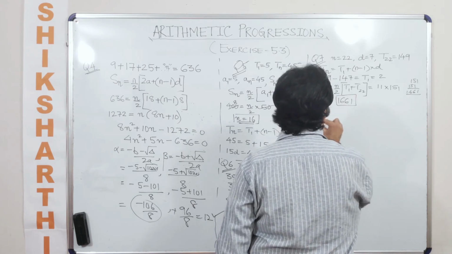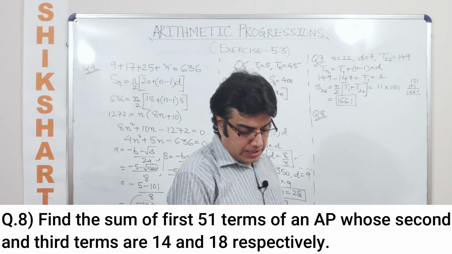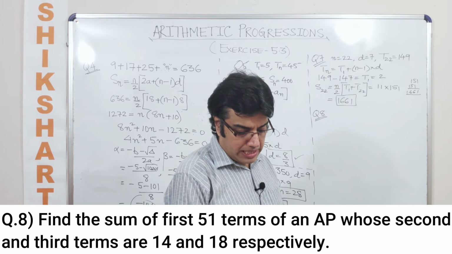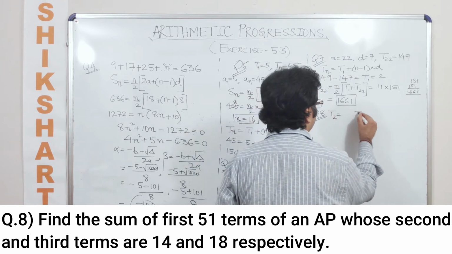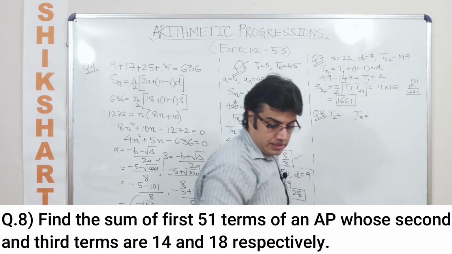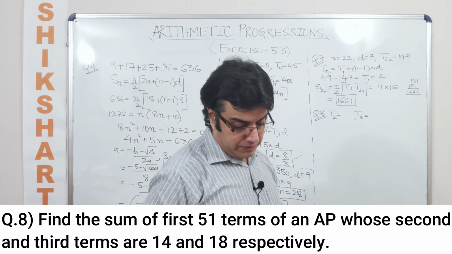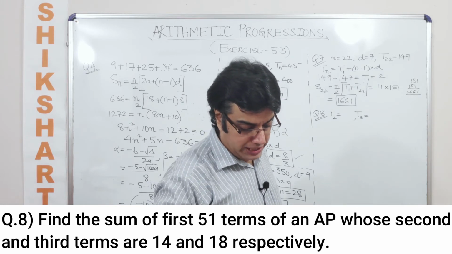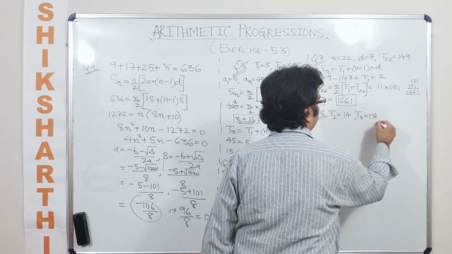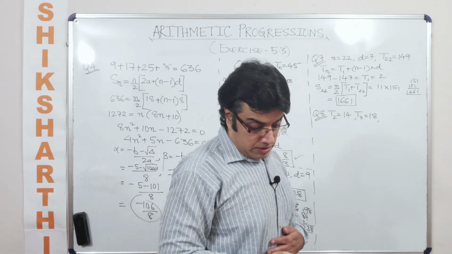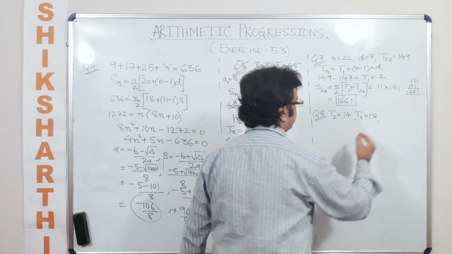Moving on to question number 8. Now question number 8 says, find the sum of first 51 terms of an arithmetic progression whose second term and the third term are given. So they have given you the second term and the third terms as 14 and 18 respectively. And then they're asking you to find out the sum for first 51 terms.